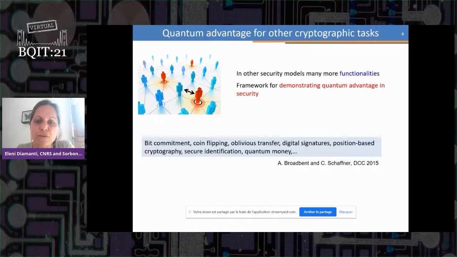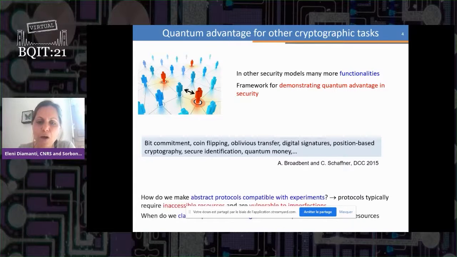Here I show you a few examples of protocols that you may have heard of that are extremely important building blocks of communications in networks. Often they're the territory of computer scientists, so it's important to make them compatible with physical experiments. This takes a while. Typically, when we approach these protocols, they use inaccessible resources and are vulnerable to imperfections, so it's important to adapt them to such conditions.